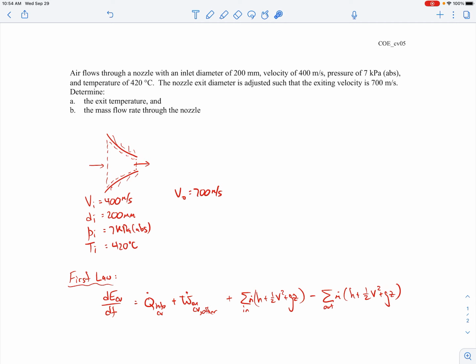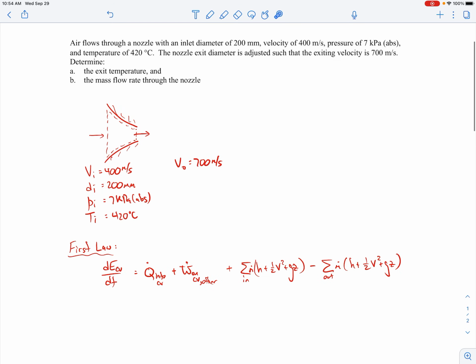So let's go ahead and simplify our equation here. First of all, we'll assume that we're dealing with steady state, so that first term is 0. I'm also going to assume that there's little heat transfer occurring through these boundaries, so this is an adiabatic process and the heat transfer is 0. That's an assumption. There is no work other than boundary work or pressure work here, so that's going to be 0.